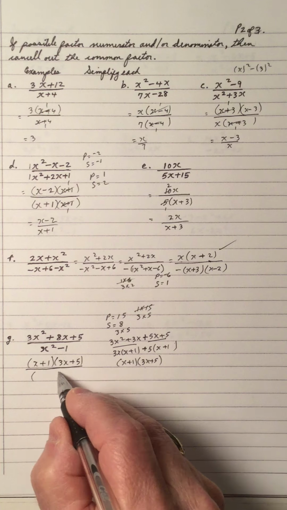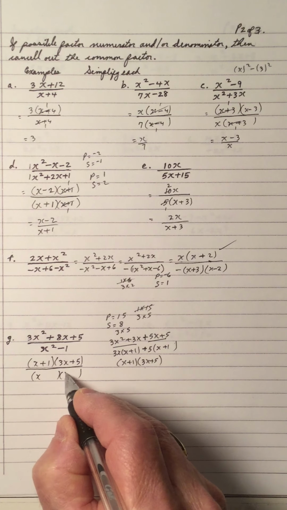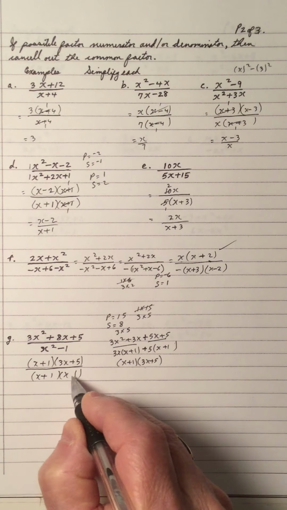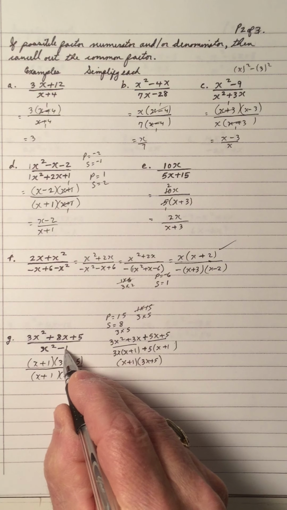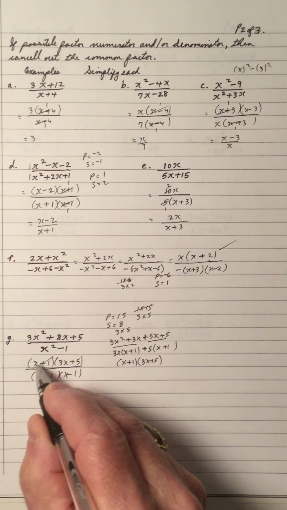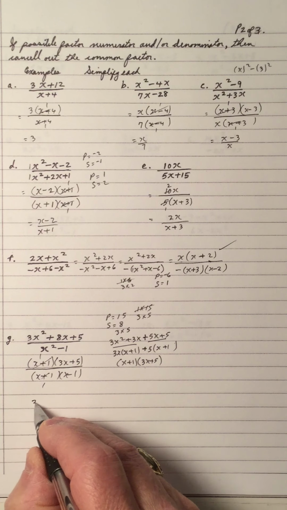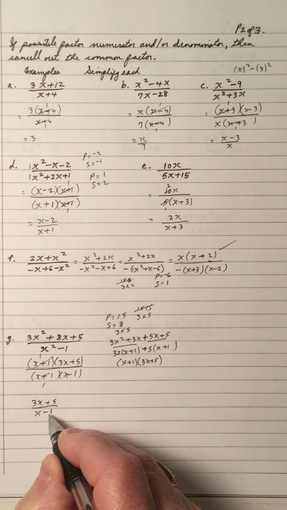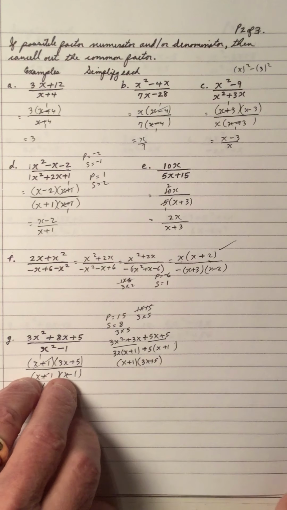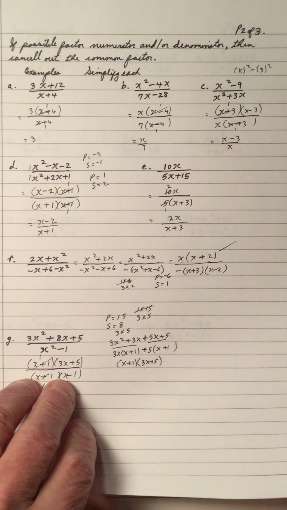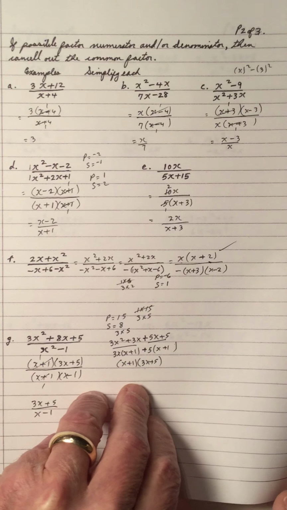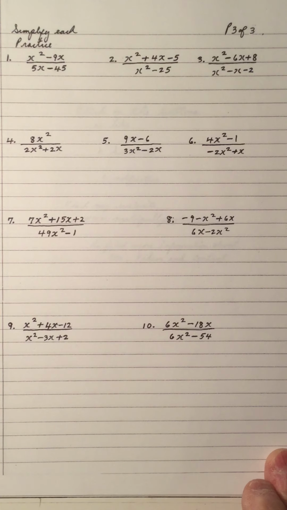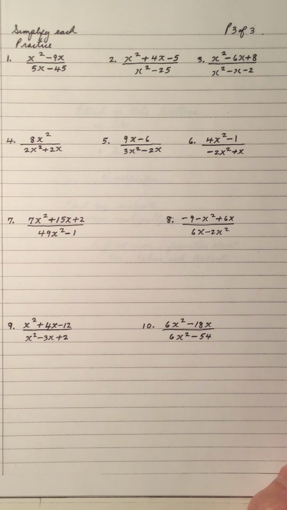x squared minus 1 is the difference of two squares. x, 1, 1, plus, minus. Notice that's a 1 squared. And the x plus 1s are common factors, so we get 3x plus 5 over x minus 1. And let's do some more practice. If I can turn this page over. Now, practice means pause the video and work them out. Extra practice. And do one at a time.